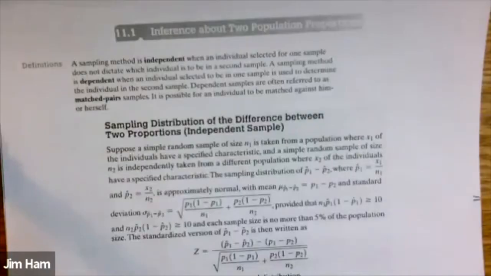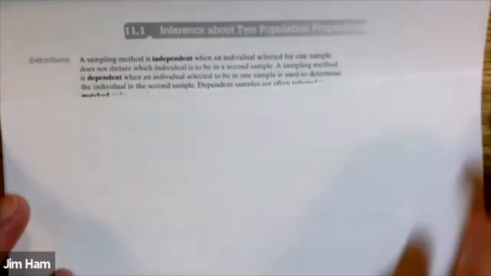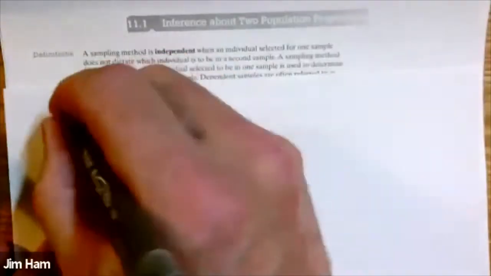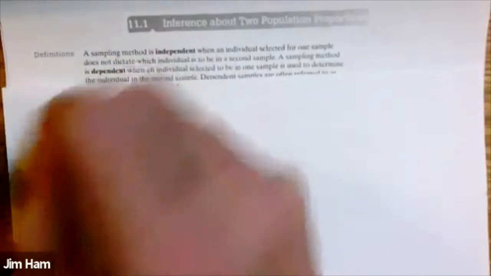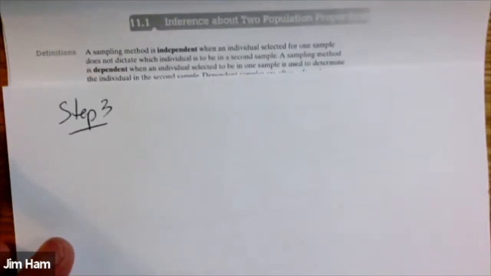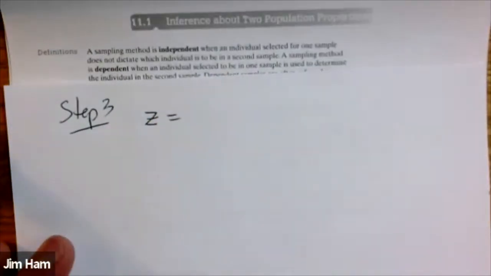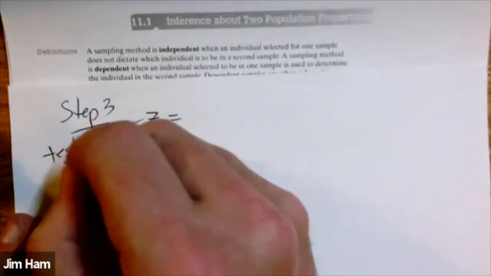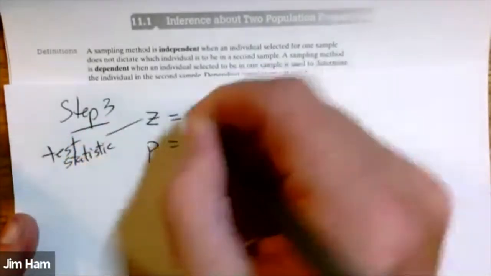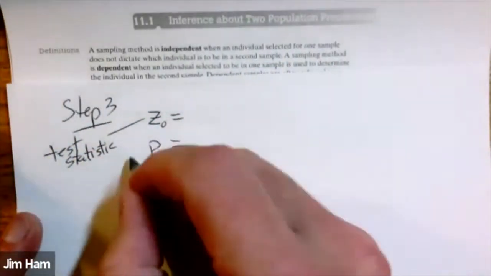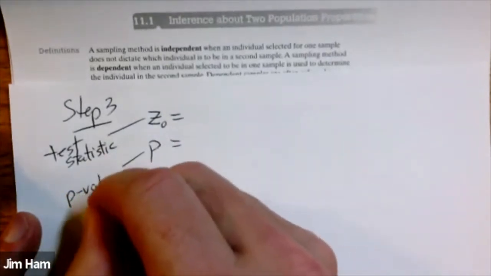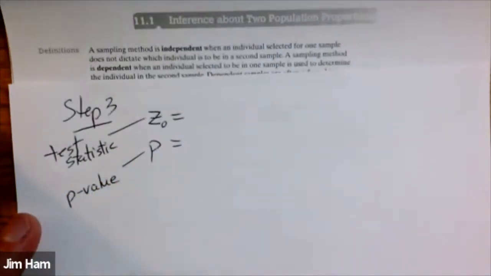All right, most of these tests are going to differ on step 3. Step 3 is where we gather the evidence. In every one of our tests, to gather the evidence, most of the time that means calculating the test statistic and calculating the p-value. It turns out that the test statistic in this case is also a z, and then the p-value is going to be based on that test statistic.